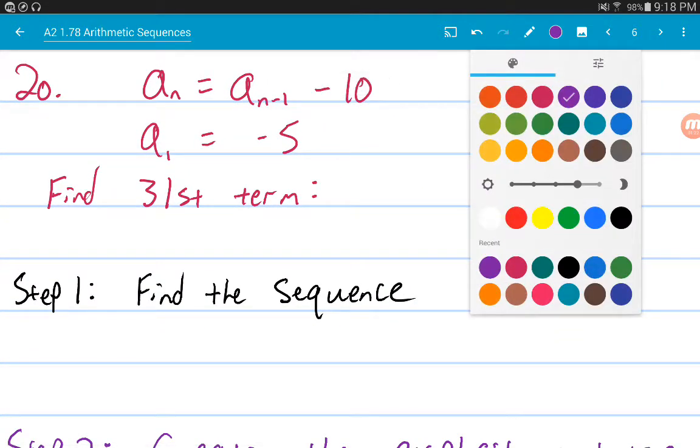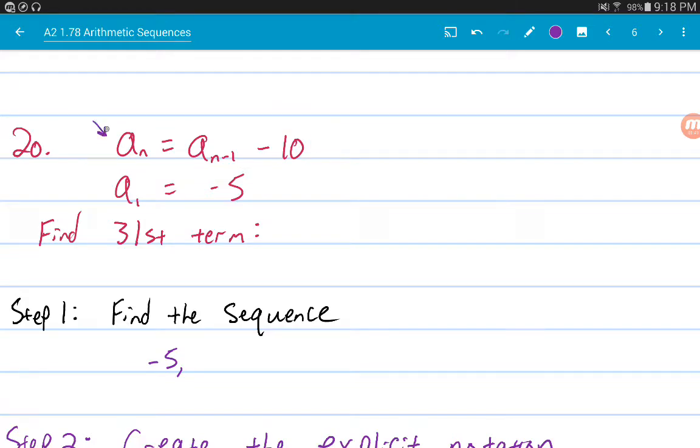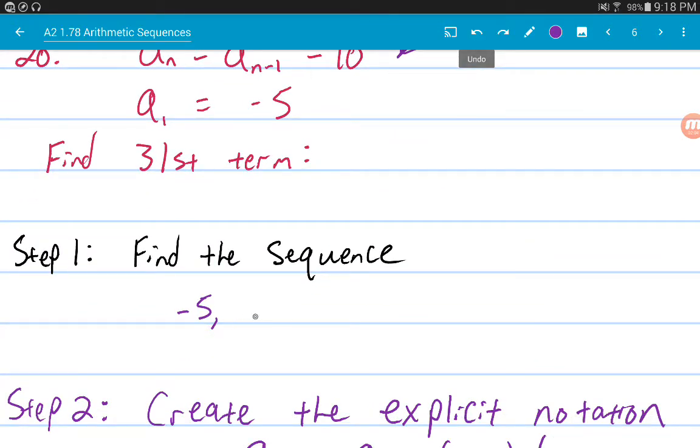So my first step is going to be to find the sequence. If I'm finding the sequence, that means I have to find the list of numbers. Well, I know the first one is negative 5. And this right here, I'll write it out in plain English. This is any term, technically the nth term, which just means any arbitrary term, is equal to the term before it minus 10. So if I take the term before it, I can find the next one by subtracting 10. Negative 5 minus 10 is negative 15. The next term will be negative 25, minus 10 again is negative 35, dot, dot, dot.